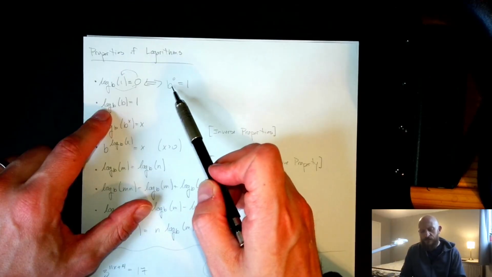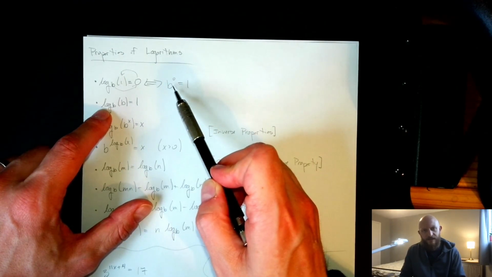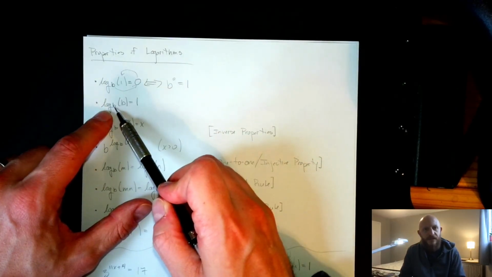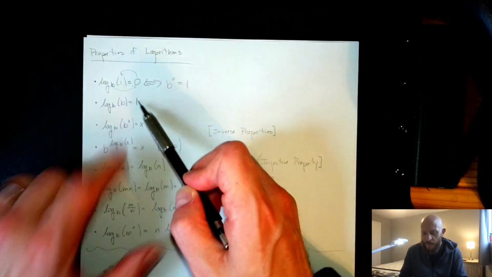And you can check this one yourself using this exact same method of just rewriting it in its exponential form, but log base b of b, for any applicable number b, is 1.